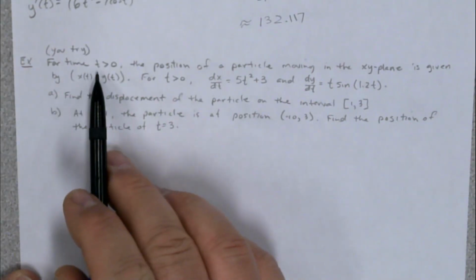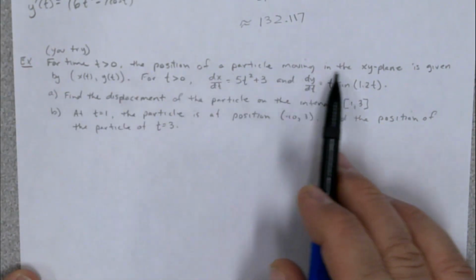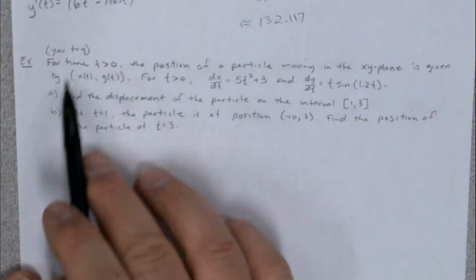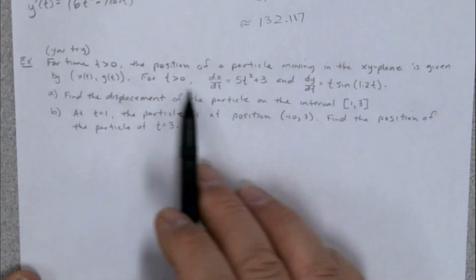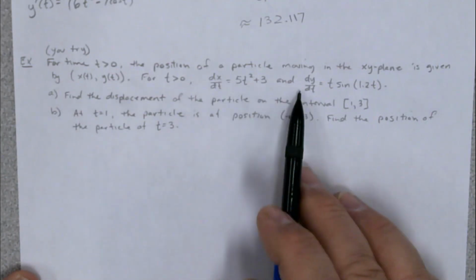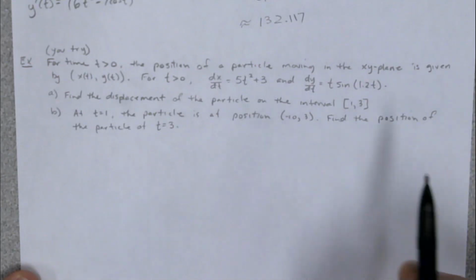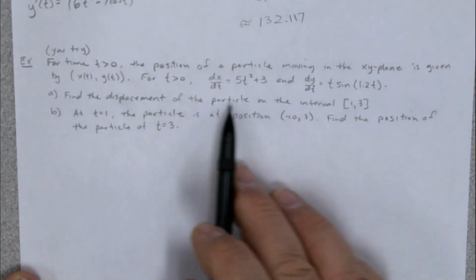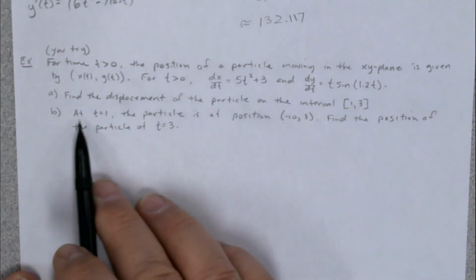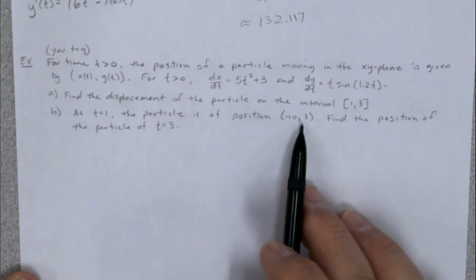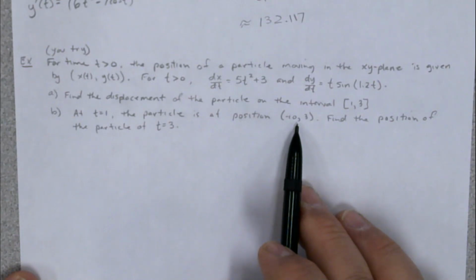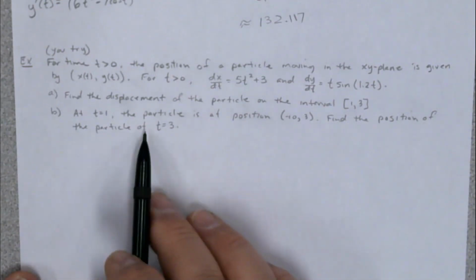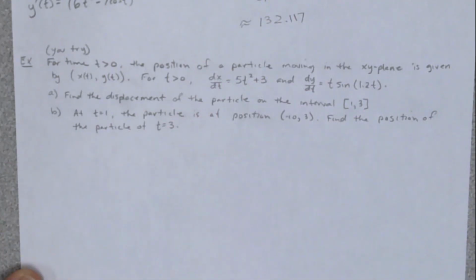For time t greater than 0, the position of the particle moving in the xy plane is given by this right here. And dx/dt is this, dy/dt is that. So it's that same thing again. Find the displacement of the particle on this interval. And at t equals 1, the particle is at position (-10, 3). Find the position of the particle at t equals 3. So these two items right here, this A and the B part, go ahead and pause this and try and work this out on your own before you continue on to see if you did it correctly.